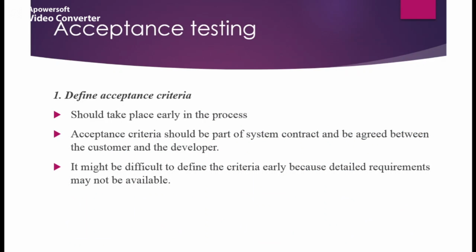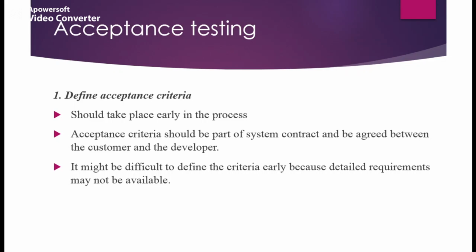So we'll go through each point now here. Define acceptance criteria. This should take place early in the process. Acceptance criteria should be part of the system contract. So when you are signing the contract, as well as specifying the requirements, at the same time you have to put the acceptance criteria also.